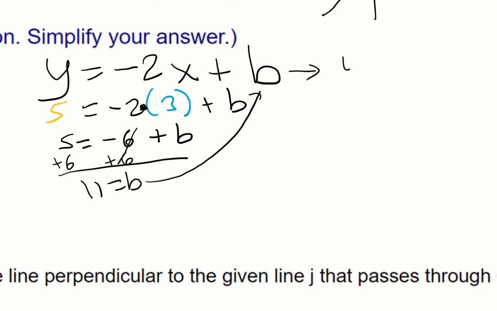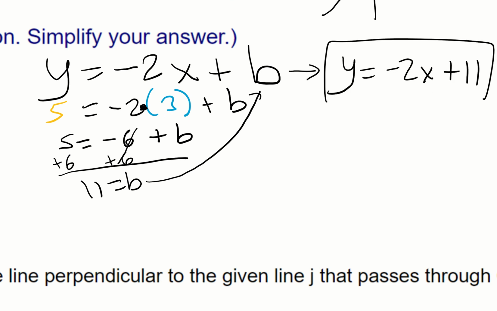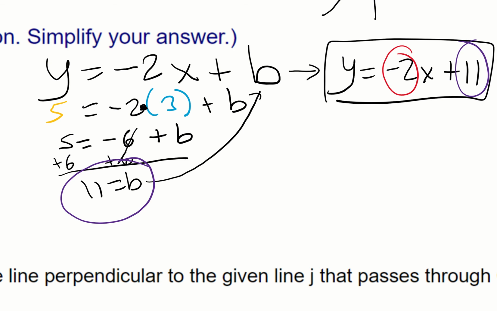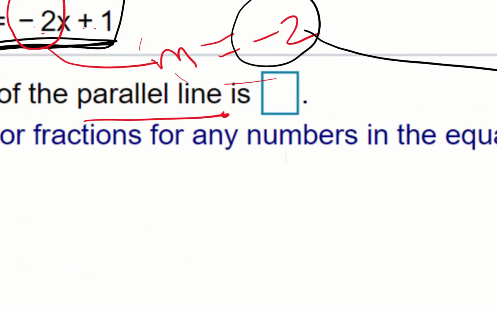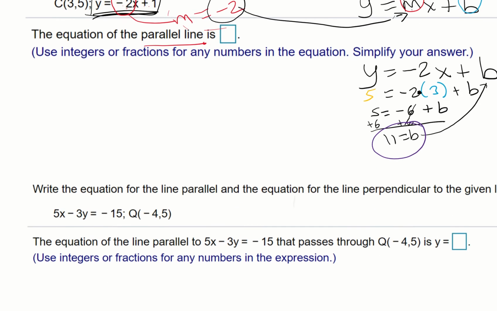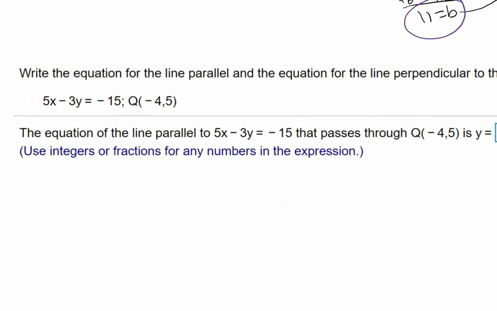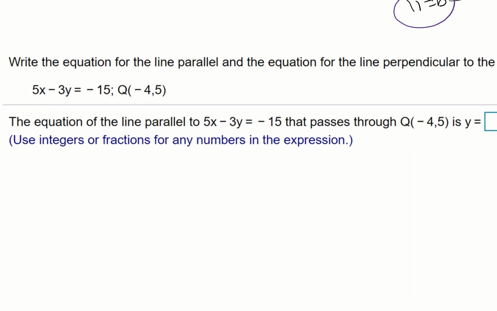So we can plug that in, and we got our equation for our line. Our equation of our line is y equals -2x plus 11. This was my slope earlier, and we'll use purple for this. That's my y-intercept. And you're literally going to type that entire equation right here.